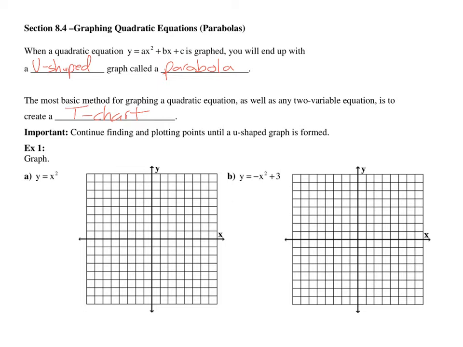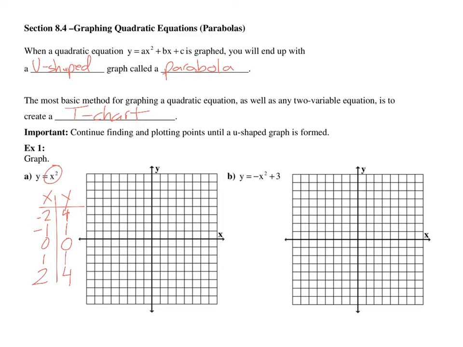All right, so very important: just continue finding and plotting points until a U-shaped graph is formed. So I'm going to create a t-chart, x and y values. I choose just random x values: -2, -1, 0, 1, 2. If I plug -2 in here, what do I get? I get 4. That's my y value. If I plug in -1, I get 1. If I plug in 0, I get 0. If I plug in 1, I get 1. If I plug in 2, I get 4.